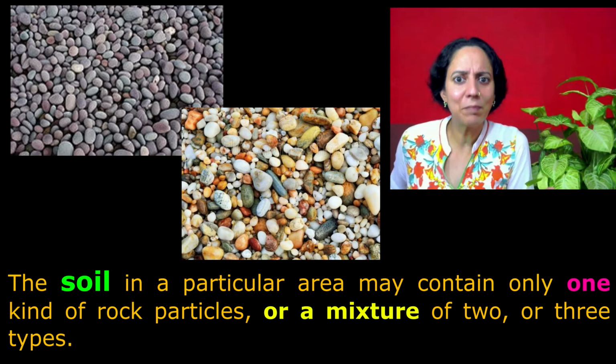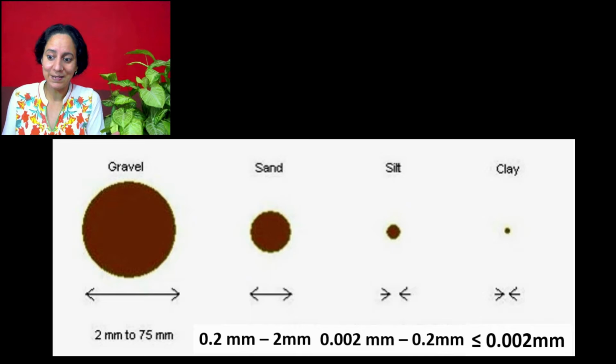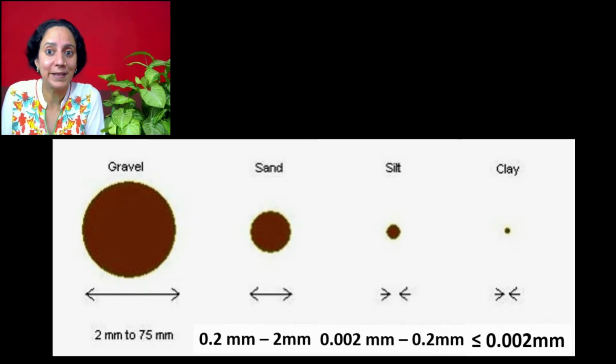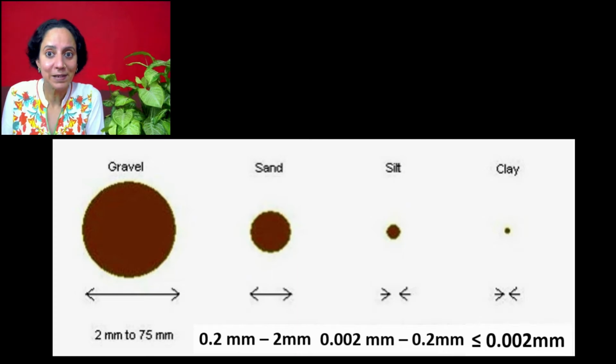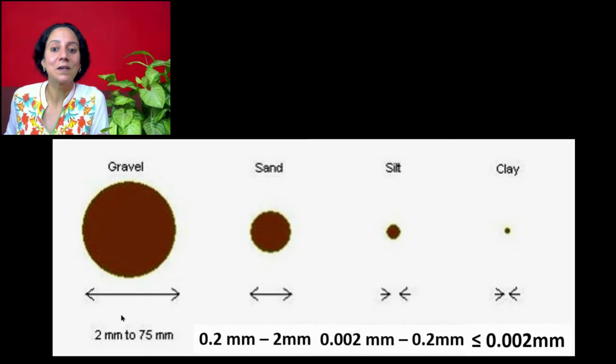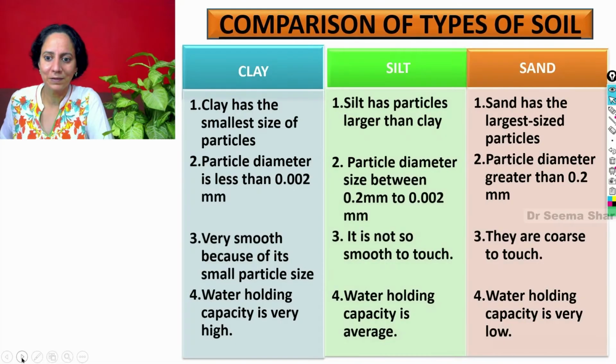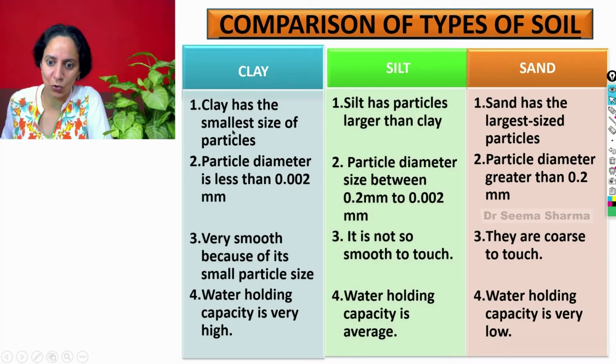Now you also have an idea about their size. Smallest soil particle is of clay, slightly bigger is of silt, bigger than silt is the soil particle of sand, and the larger one is gravel. Now we are through with the characteristic features of 3 types of soils. Let's study about the same with the help of a comparative account. Comparison of types of soil.